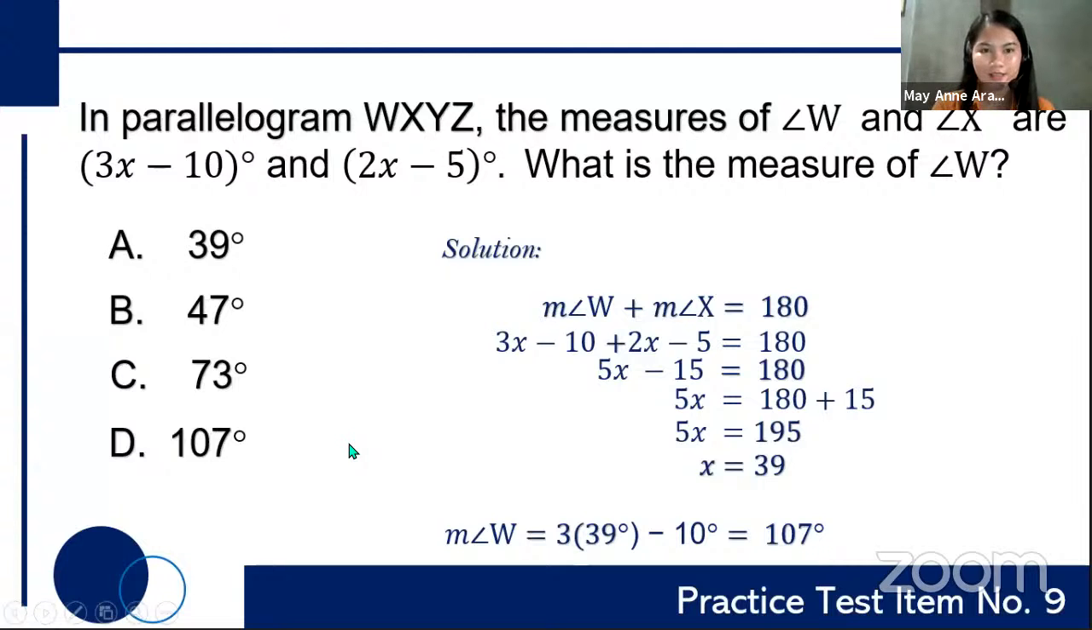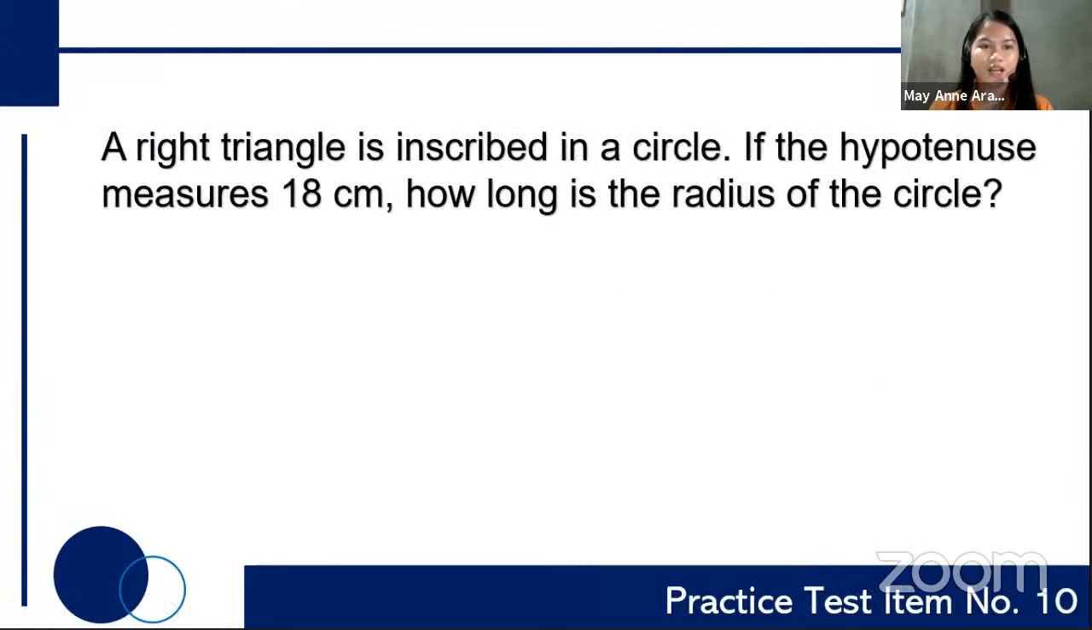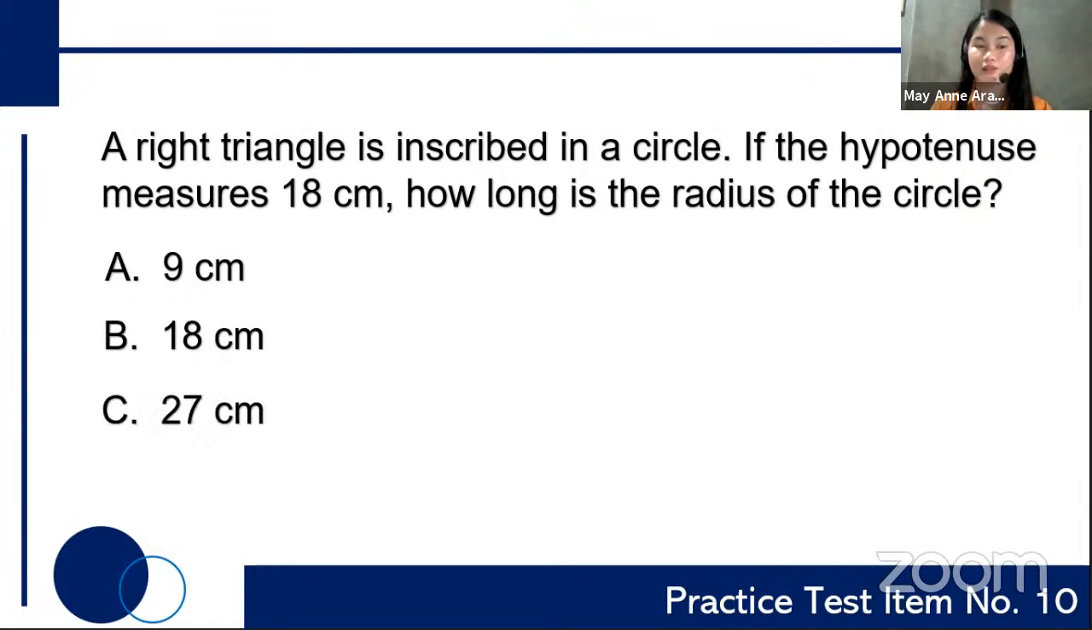Okay, next item. A right triangle is inscribed in a circle, meaning the right triangle is inside the circle. If the hypotenuse measures 18 centimeters, how long is the radius of the circle? Here are the choices: A, 9 centimeters, B, 18 centimeters, C, 27 centimeters, and D, 36 centimeters.